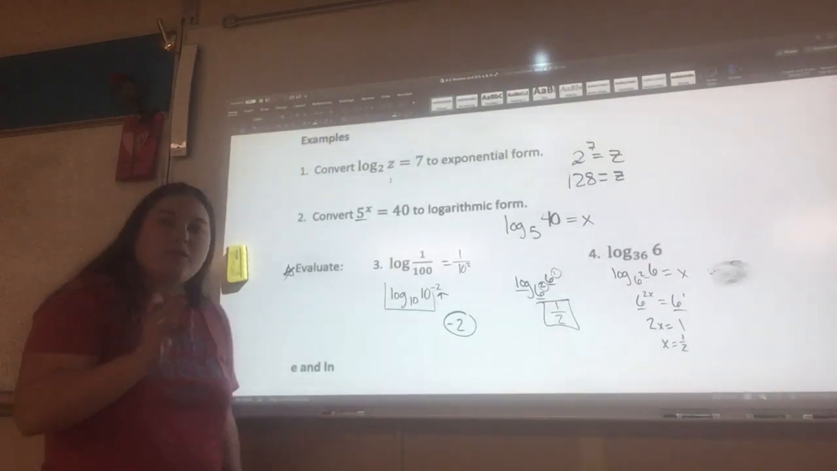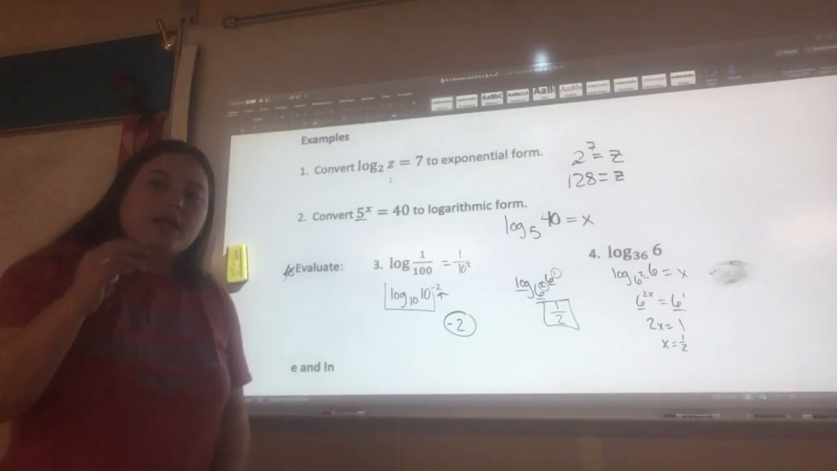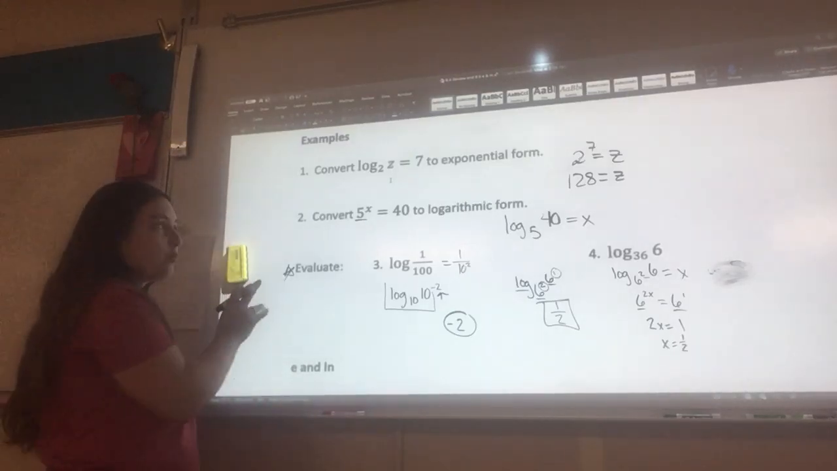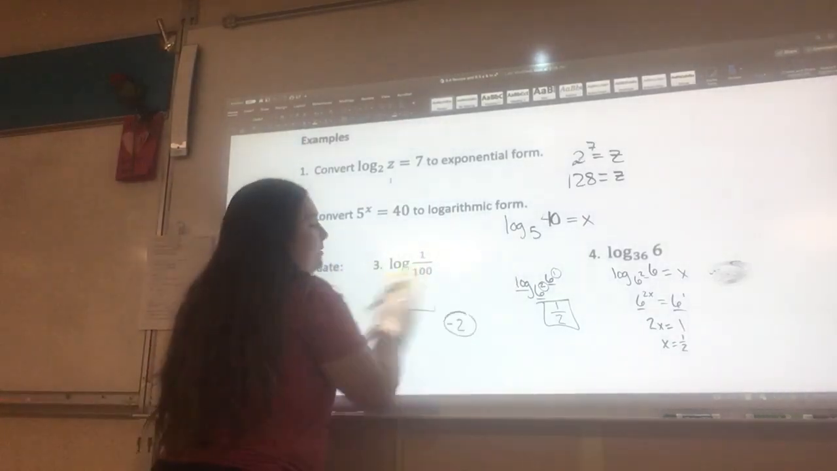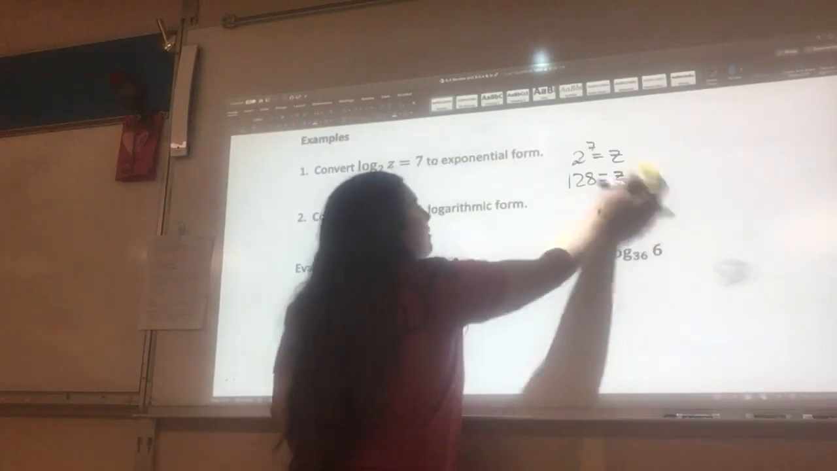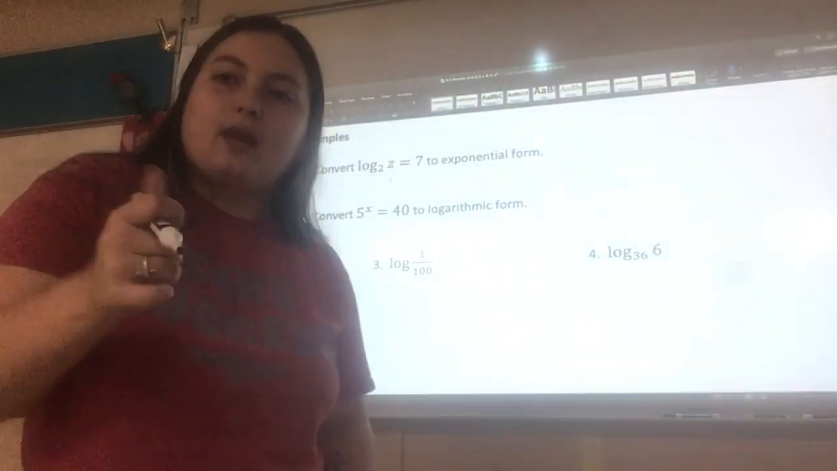So that was just our quick review of 8.4, and we're going to now move on to 8.5, e and ln. So these are very important. They help us do interest, compound interest, all sorts of stuff, and real world examples that we will not be getting to. Okay?